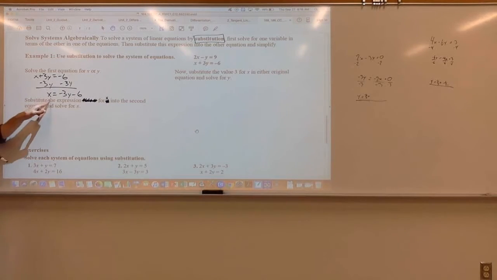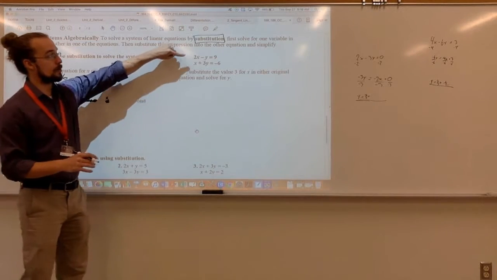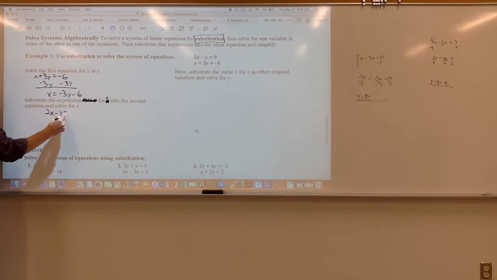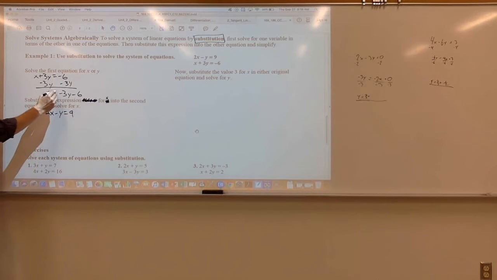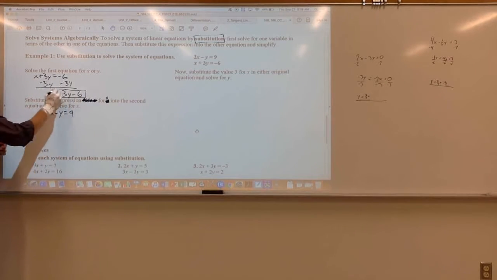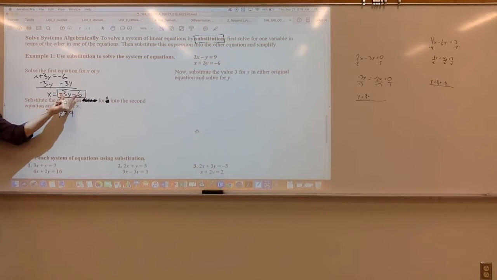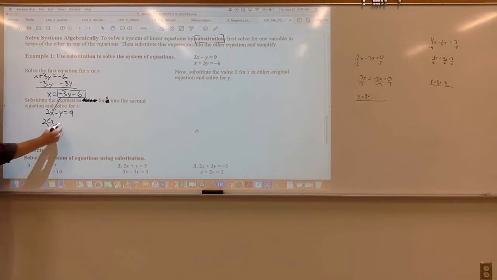So in my other equation, the 2x minus y equals 9, I'm going to take this and put it in place of x because I solved this equation for x. I have an expression that's saying x is equal to this, so I can put this in place of x. So I'm going to say 2 times (negative 3y minus 6) minus y equals 9.